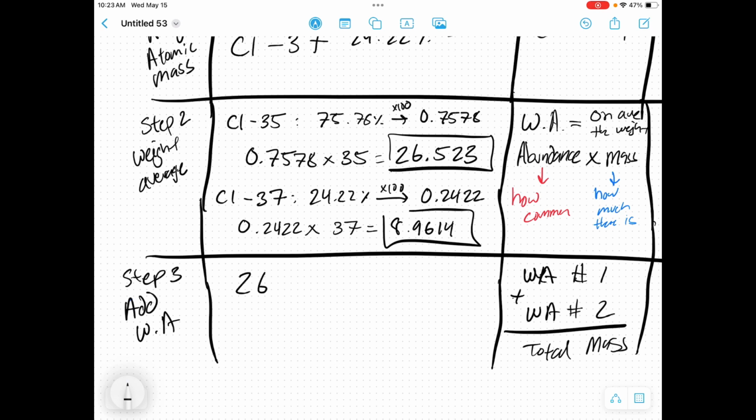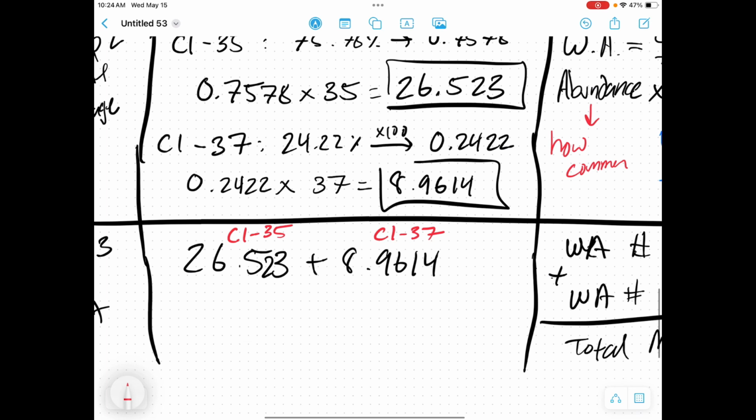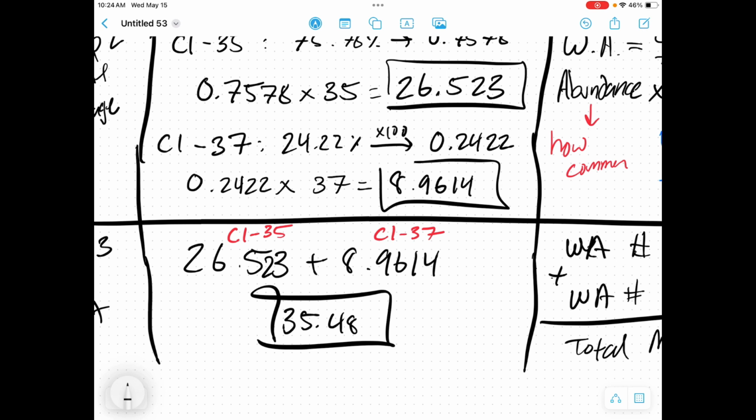So if I do 26.523, add that to 8.9614, again, this mass here was from my Cl35. This second one was from Cl37. If I add these two together, I would get 35.48. And that would be like my average mass of chlorine.